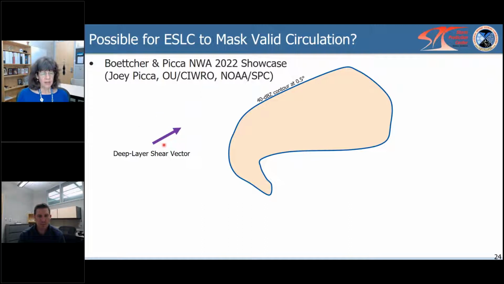We're going to use the deep layer shear vector as a proxy for the degree of storm tilt for a supercell. So here is our contour at the lowest elevation, and here is our contour aloft, just representing the overhang that is with this supercell. And our area of interest is right here on the tip of the hook, because this is where we are most likely going to have a valid circulation, either exist or form.